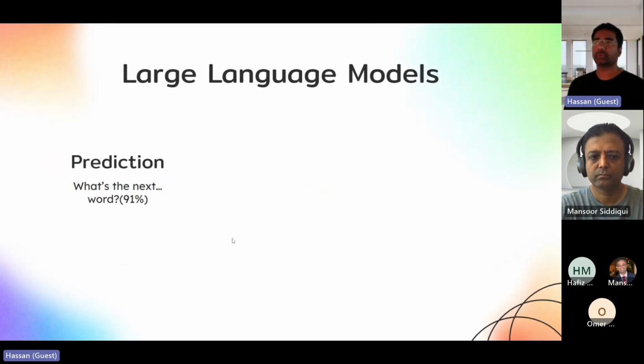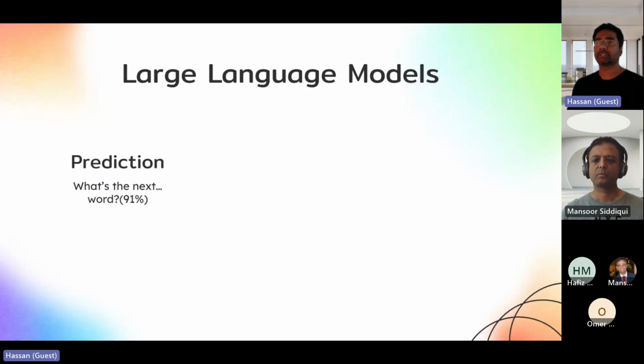If you're completely new to the term LLM or large language model, and you're wondering what this guy is talking about, I'm sure you have heard of Chat GPT. Chat GPT is just one of the implementations of a large language model. And at a very high level, you can think of it as a neural network, which is basically a prediction machine.